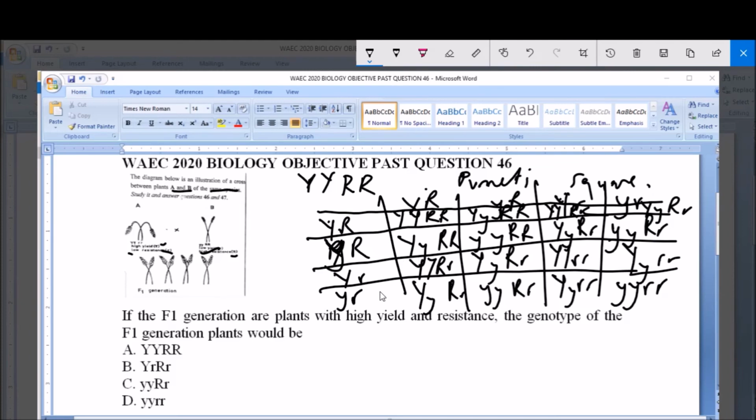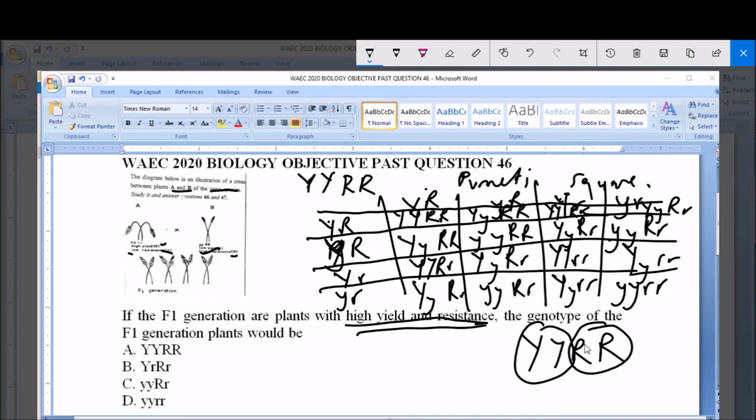So it asks which of them will have high yield and high resistance. Now the one that is definitely sure to have a high yield and resistance will be this genotype, as it is homozygous high yield, homozygous high resistance. So it is a perfect plant for high yield and high resistance. So the correct answer is A, capital Y, capital Y, capital R, capital R.